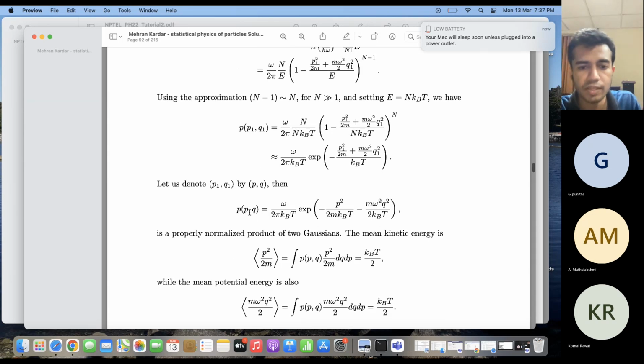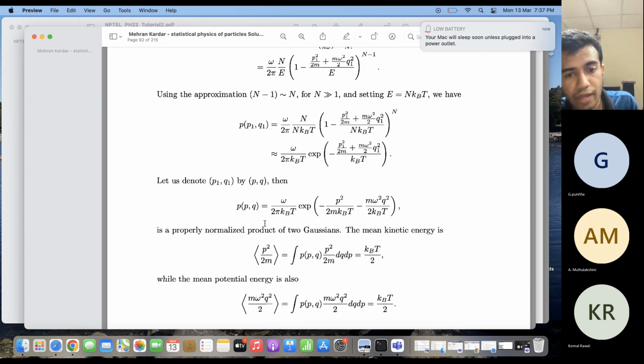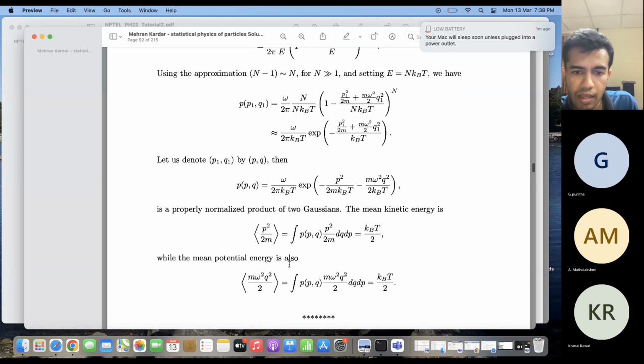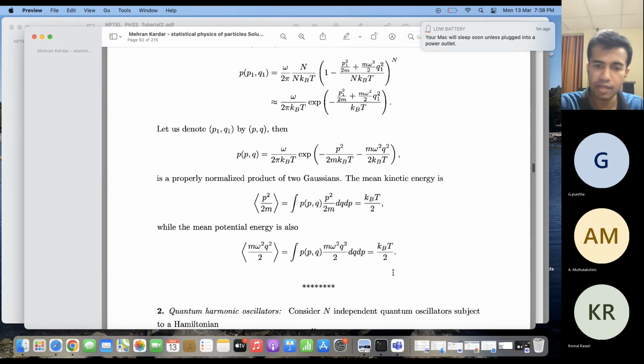Once I obtain this probability, I can also calculate the mean kinetic energy, which is p square by 2m multiplied by the probability integrated over dq and dp, which turns out to be kBT by 2, and the mean potential energy, which also turns out to be kBT by 2. So this is like the equipartition of energy which we usually have for such systems.